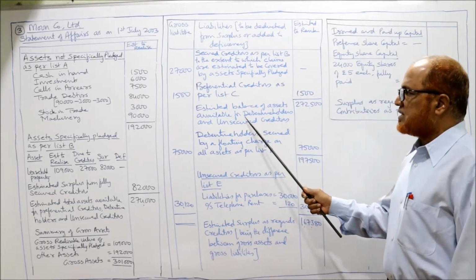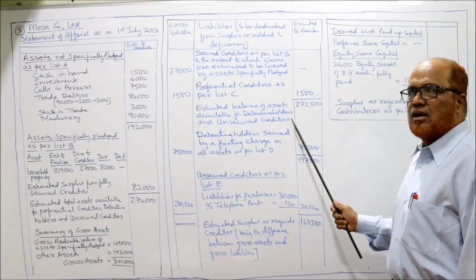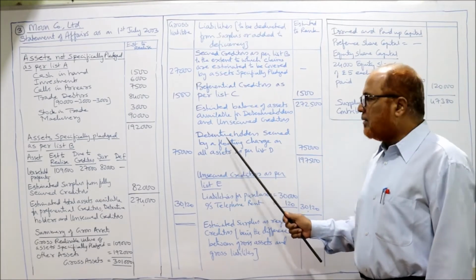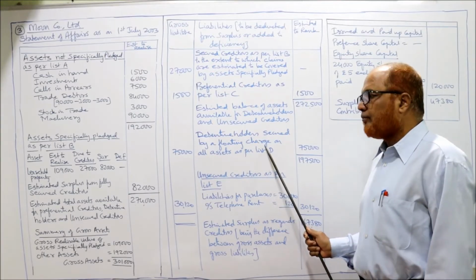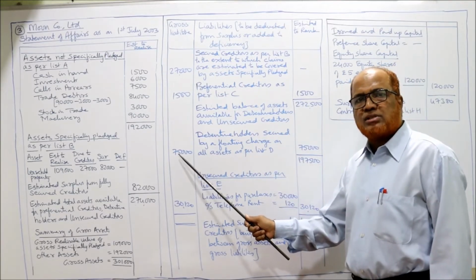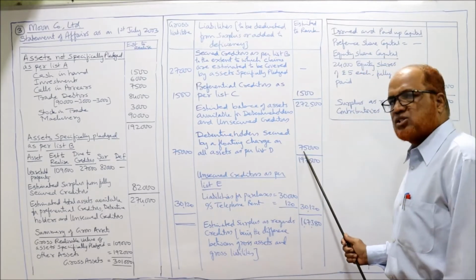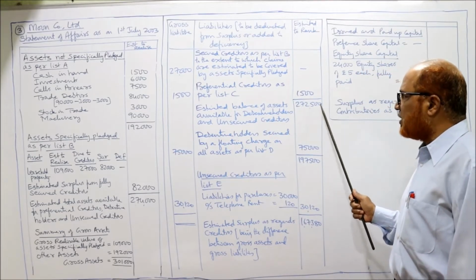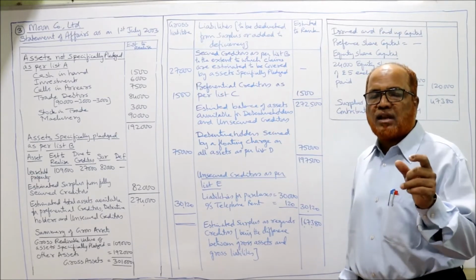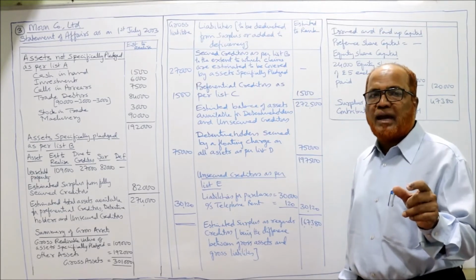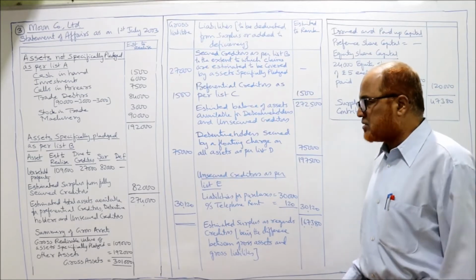So estimated balance of assets available for debenture holders, unsecured creditors. So first will be debenture holders. Debenture holders secured by floating charge on all the assets as per list D. 75,000 in both the columns. Left hand side gross liability, right hand side estimated to rank. Minus कर दो 272,500 minus 75,000. 1,97,000 rupees of the remaining balance available for paying to unsecured creditors.